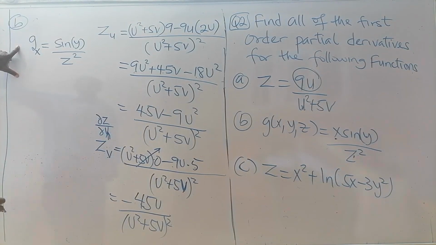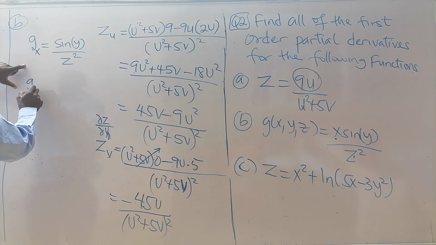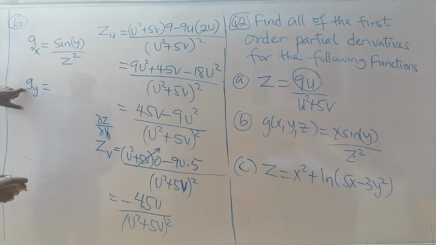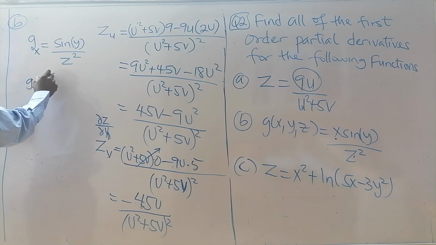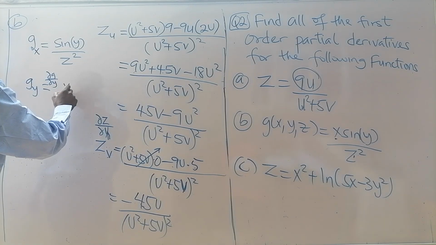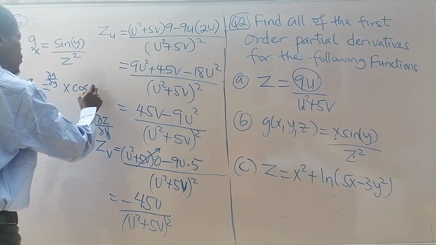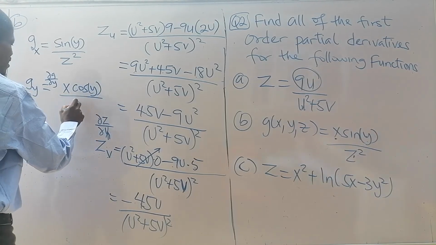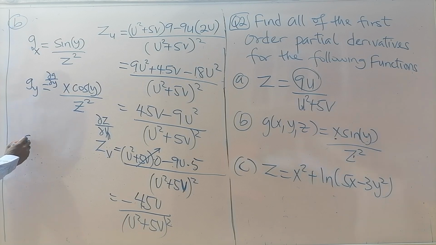Now the first order partial derivative with respect to x is done. Let's do it with respect to y. That's g subscript y, which is the same thing as del g over del y. In that case also, x is going to be kept as a constant. We differentiate the y only, and that will be cos y over z squared. The third one, we'll differentiate g with respect to z.